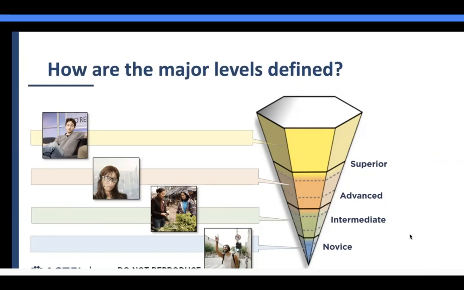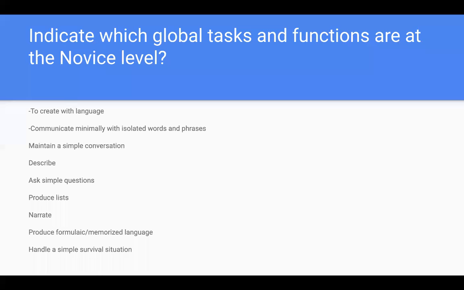And then finally, we won't hit superior. So let's take a little quiz, see if you can pinpoint what are the major descriptors of those major levels. See if you can get it. So you're going to indicate which global tasks and functions are at the novice level. So you choose, of those global tasks and functions presented, which are the ones at the novice level, and you're going to answer now in your Edpuzzle.